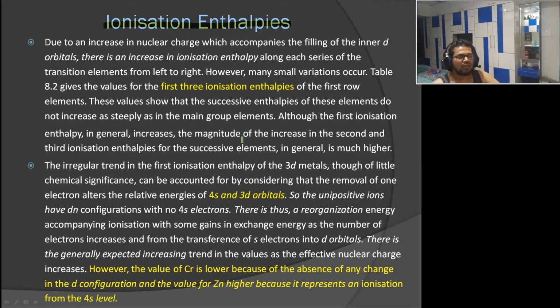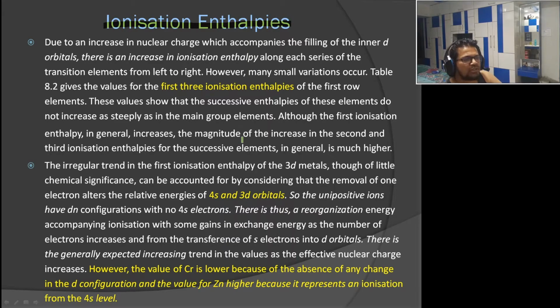Now we all know normally the order: if I have 3 electrons to be removed, the third IE will be maximum, then the second IE, and then the first IE. The reason is, as you go on removing electrons, nuclear charge goes on increasing, and nuclear charge is directly proportional to ionization enthalpy. Hence the IE will be higher for the third, then second and first.